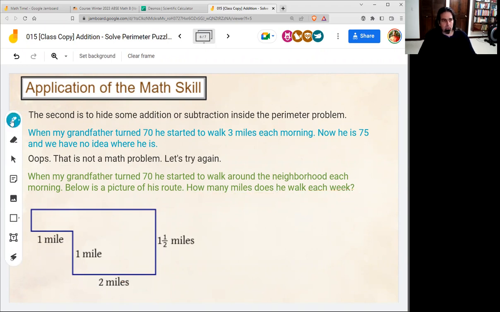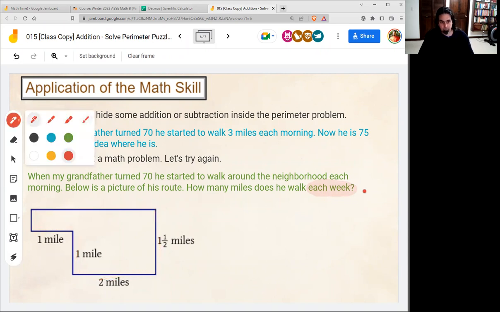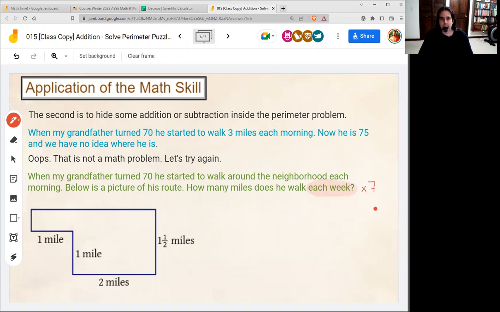So the first thing I'm going to do when I read this is say, in small panic, they're not asking each day, they're asking each week. So after I find my perimeter for 1 day, I'm going to have to do a times 7 to get the week. That makes sense because he does this 7 times in a week, every morning. But that's just like a note for later. That's on the back burner. I want to do my perimeter.